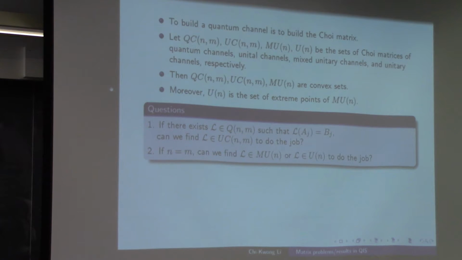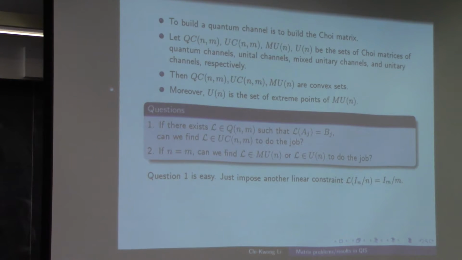So we can ask the question: like earlier, we solved all the problems, we can find a quantum channel using all kinds of methods. Can I find something even better? For example, a unitary channel. Can I find a mixed unitary channel to do it? So those will be two natural questions. After you see that, there will be different classes of quantum channel.